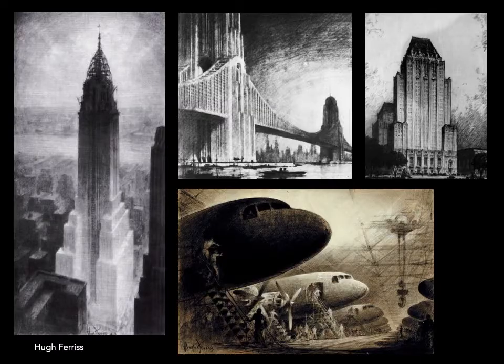A couple more examples. Hugh Ferriss does this a ton. He was an architectural illustrator in the early 20th century. If anyone's heard of the movie Metropolis, he even influenced some of the Batman movies with Tim Burton in terms of that dark noir kind of look, very much in keeping with that early 20th century aesthetic.